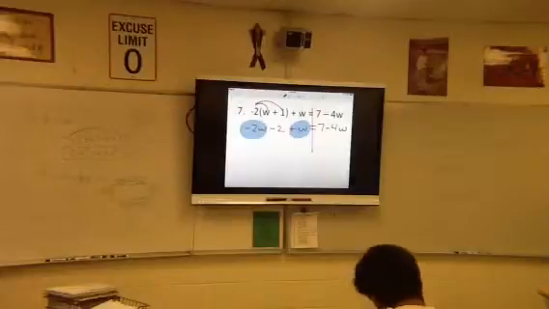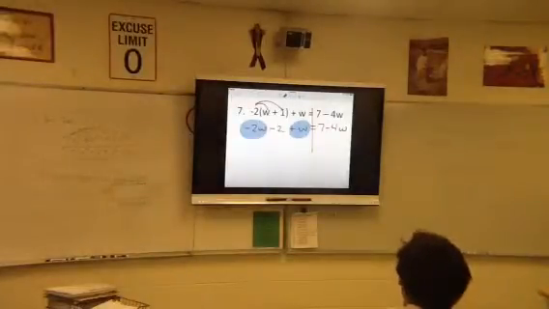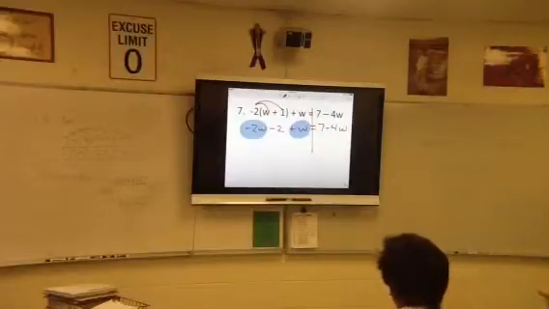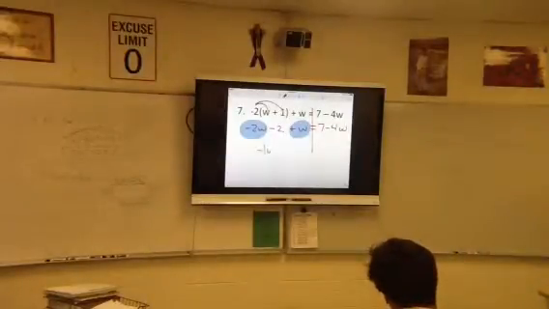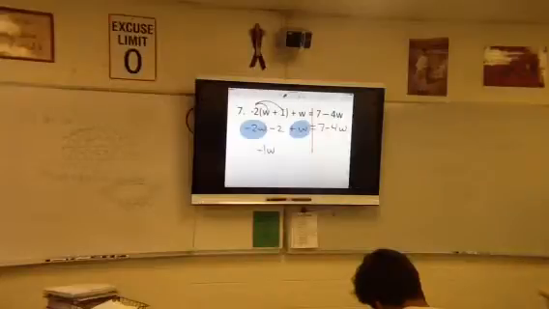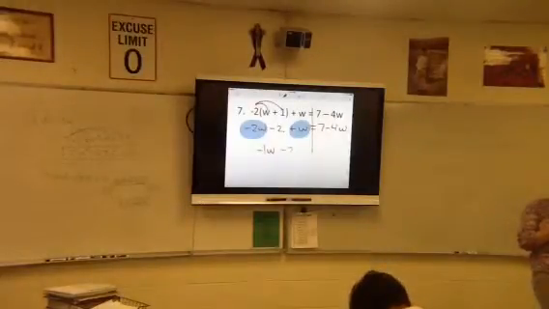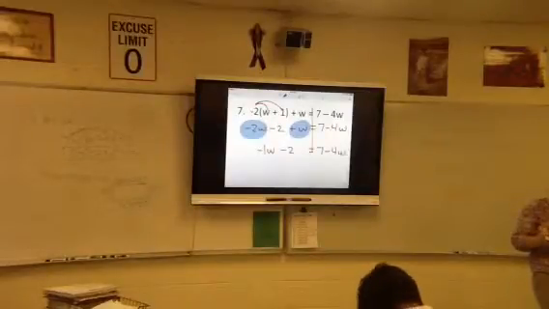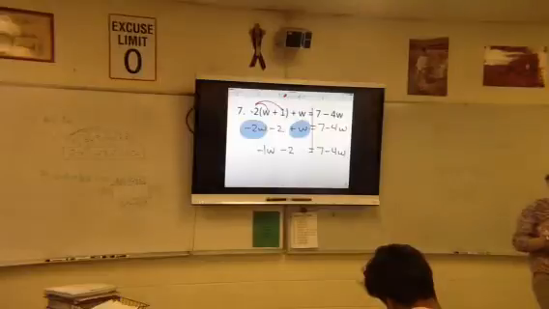So what is negative 2w plus w? Negative 2w squared. No, we're not multiplying. Negative 1w. Negative 1w, okay? You only change the exponents when you're multiplying. Okay? Then we have a minus 2, 7 minus 4w. Okay, is everybody okay so far? So distribute, combine like terms. Now we move things from side to side.